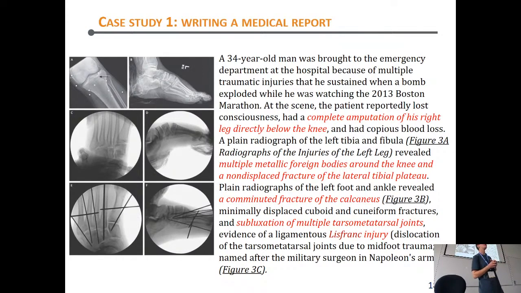transform the parts that I marked in advance into a Latin medical report. And I say transform deliberately because I always try to emphasize that they are not going to translate literally what is there. So for example, if you see the first sentence, complete amputation of his right leg directly below the knee, of course they are not going to translate some of the words.